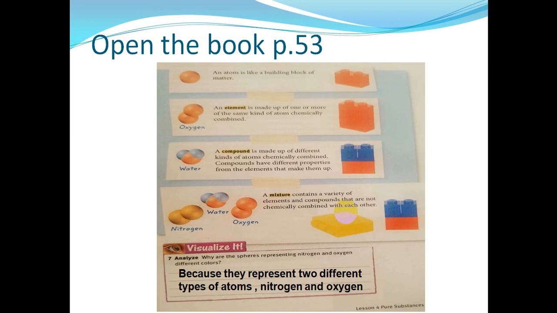Let's solve question 7 together. Why are the spheres representing nitrogen and oxygen different colors? Here we made the atoms of oxygen red and the atoms of nitrogen yellow, and actually we can change any color, but the question here means why they are not all the same color? Because they represent two different types of atom. Nitrogen is totally different from oxygen. Both of them are gases, but each one of them has different physical and chemical properties, because simply they are two different matter. So they are two different gases, and that's why we colored them with different colors.